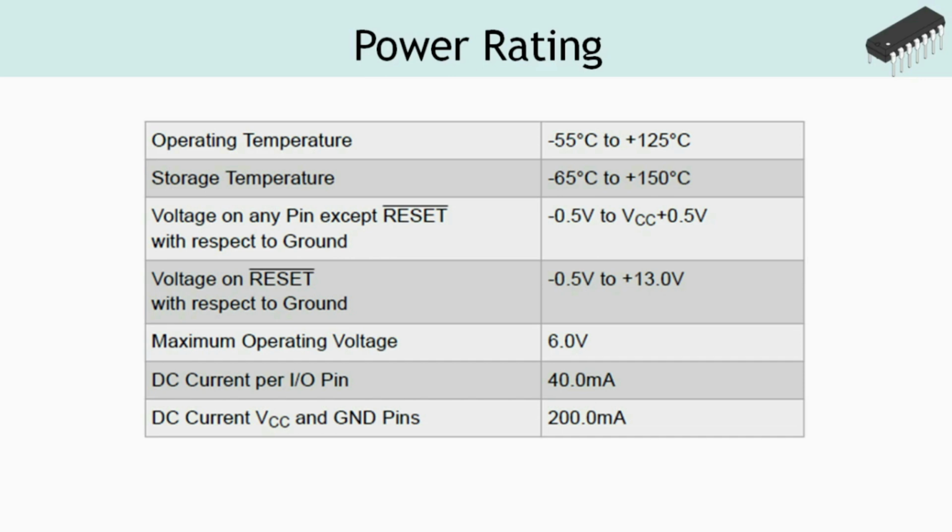The maximum operating voltage of the microcontroller is 6 volt. The I/O pins can source and sink 40 mA of current. VCC and ground pins should not supply current in excess of 200 mA. Because of excessive current, the microcontroller and development board can be damaged. These are the complete microcontroller architecture explanations.